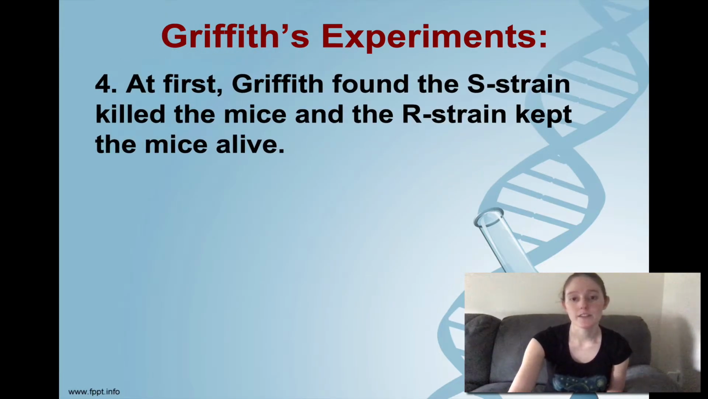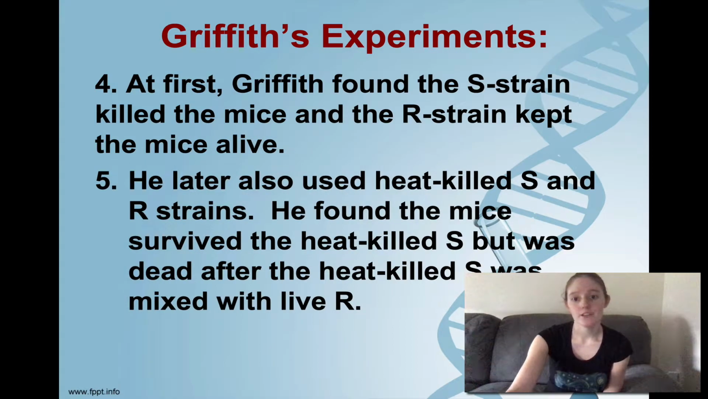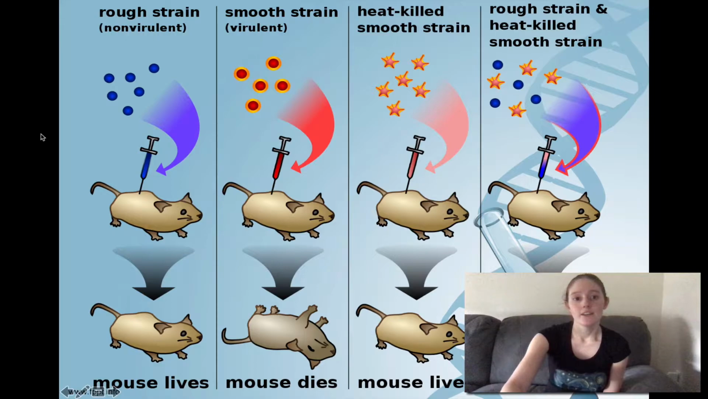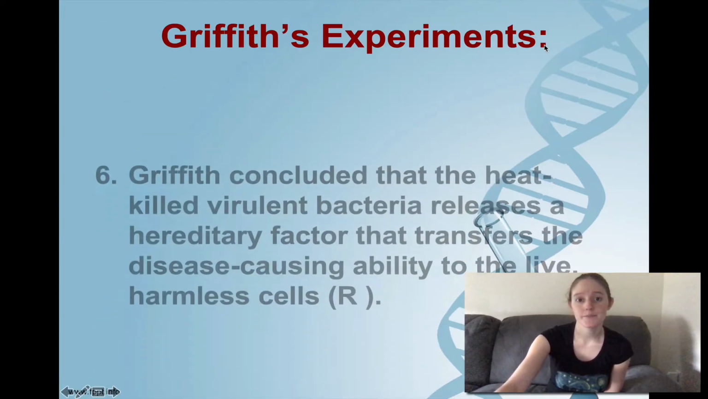And this is basically going through and telling you everything I just said. At first he found the S strain killed the mice and the R strain kept them alive. Later on he heat killed the S strain. He found that the mice survived the heat-killed S strain, but were dead after the S strain was mixed with a live R strain. And here are the words in case you need that. Non-virulent was the R strain, virulent was the S strain. When we heat kill it, the mouse lives. When we heat kill the smooth strain but mix it with a live R strain, the mouse dies.